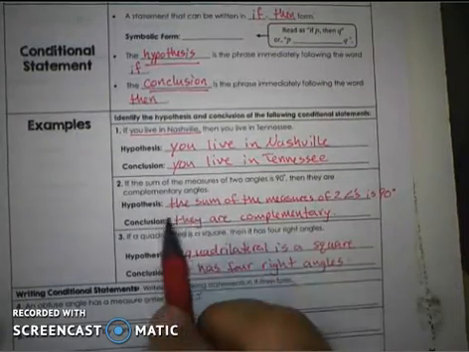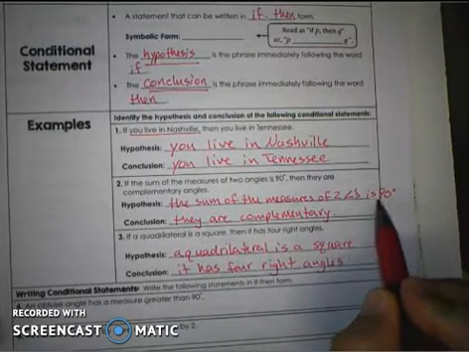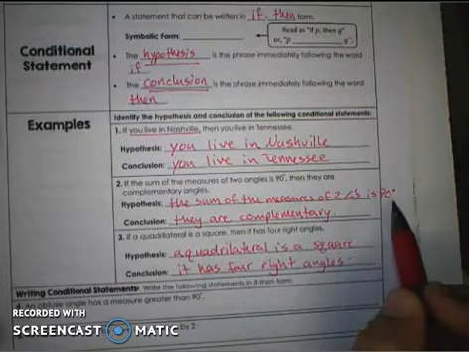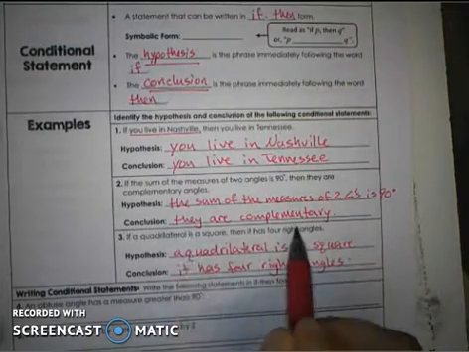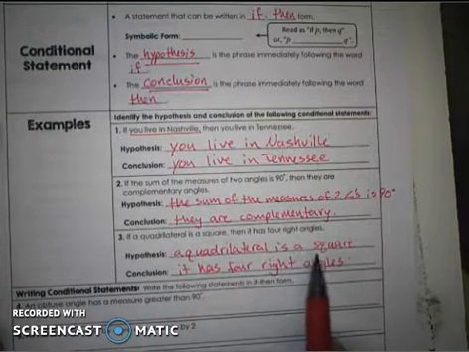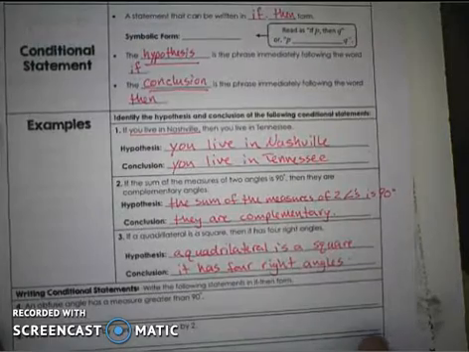For number 2, the hypothesis is the sum of the measures of two angles is 90 degrees. I abbreviated and wrote my symbols for that to save some space. The conclusion is they are complementary. Number 3, the hypothesis is a quadrilateral is a square. The conclusion is it has 4 right angles.